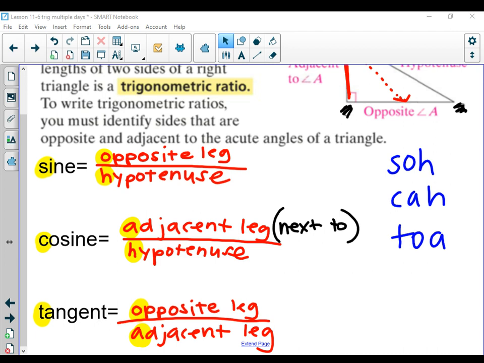Sine, opposite hypotenuse. Cosine, adjacent hypotenuse. Tangent, opposite adjacent.